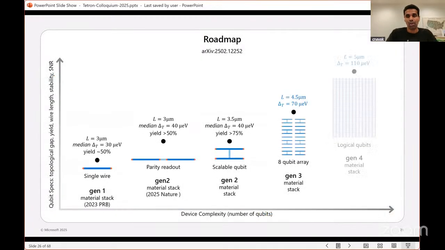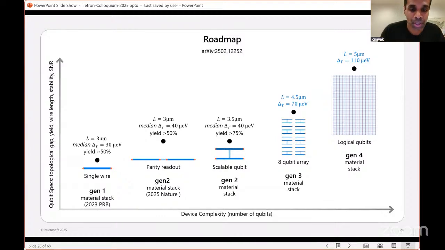Okay. So, where are we? Where does this put us? Well, in terms of our roadmap, there are 2 directions to go. One is the direction of device complexity. As we go down a roadmap, we are making devices more complex. We started with a single wire. We developed the parity readout on 2 parallel wires. I just showed you our scalable qubit architecture, which has 2 non-collinear wires with a bridge between them.